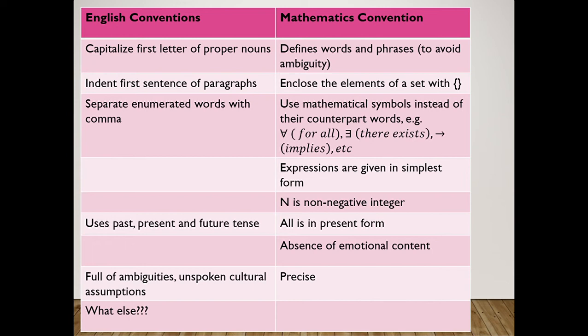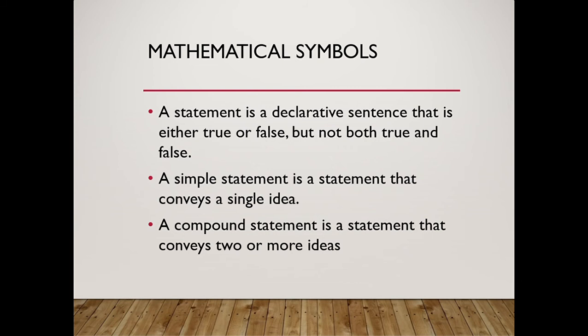math. English is full of ambiguities and spoken cultural assumptions, and math is very precise. If we have 2 plus 3, that is still equal to 5. But English is full of ambiguities and spoken cultural assumptions. For example, turn left, and then now it is right. So what does it mean when you say right? Is it right that you turn left, or right that you turn right?